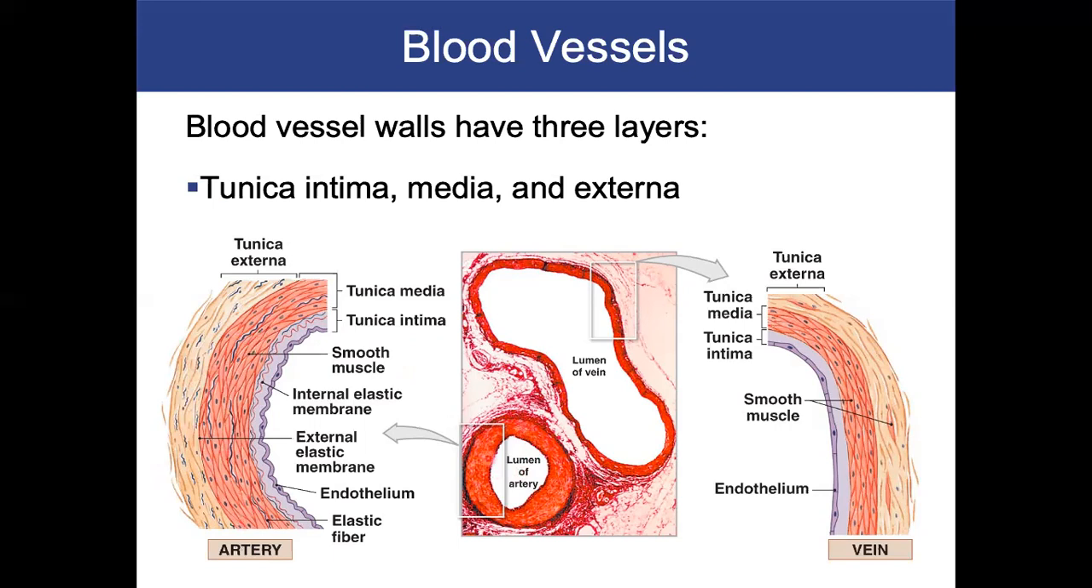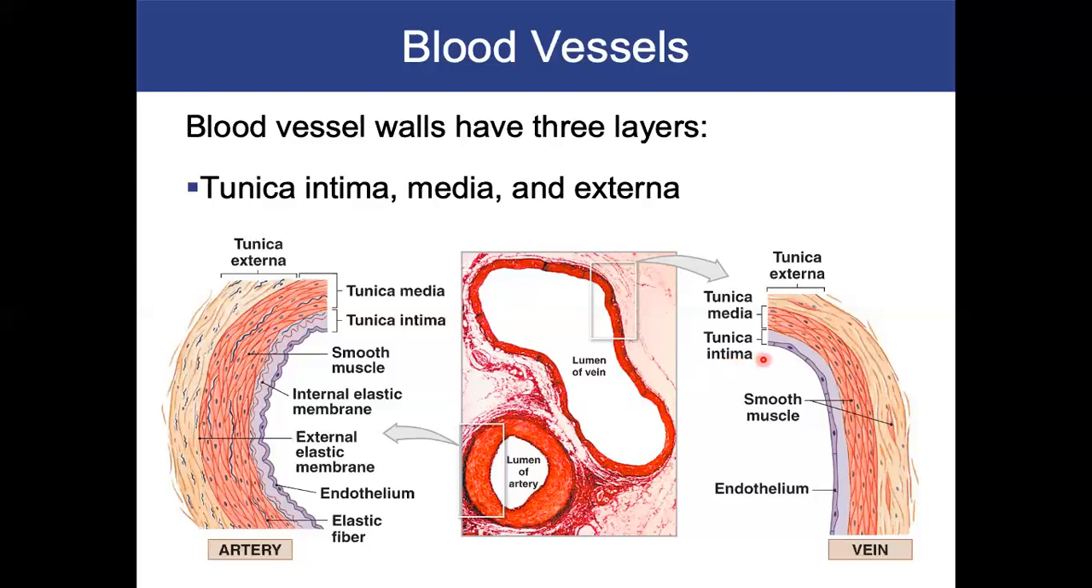If you look at the arteries, they are not compliant. They hold their shape really well. You can see this artery, the dark coloring that you see on the inside is actually elastic fibers. So elastic fibers are found in the tunica intima and then in the connective tissue. And those elastic fibers allow that artery to be stretchy.